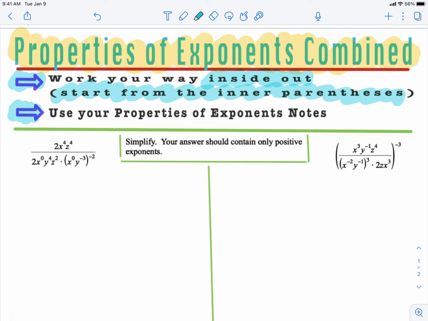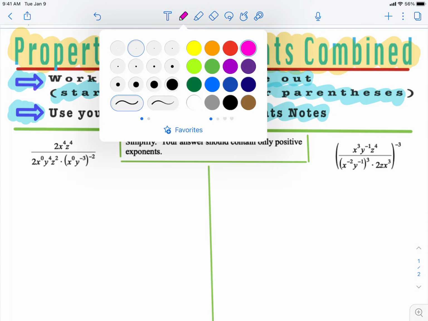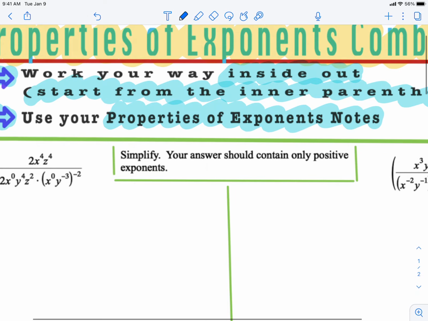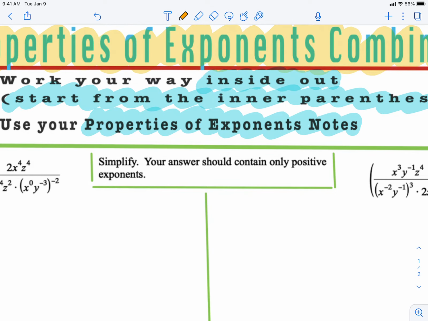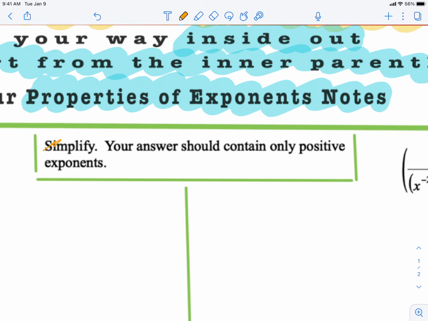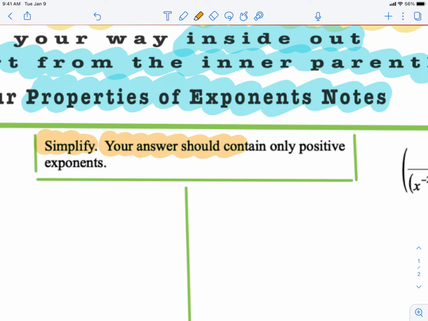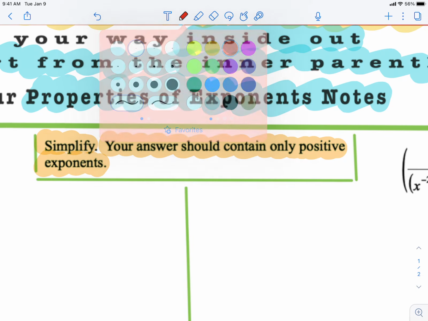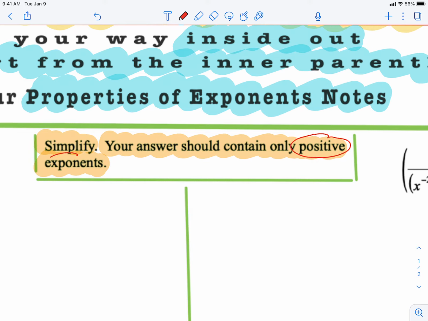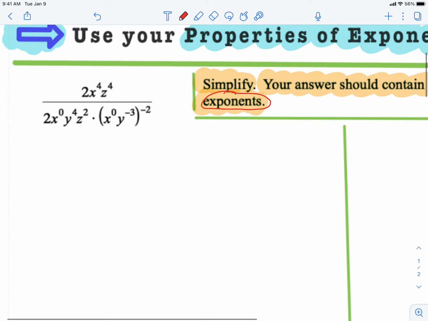Next arrow says, use your properties of exponents notes, which will be attached to the assignment in case you forget. So, let's look at this first example. What do we always do before we get started? We read our instructions. It says simplify. Your answers should contain only positive exponents. Emphasis on positive exponents. We're only going to have positive exponents in our simplifications.